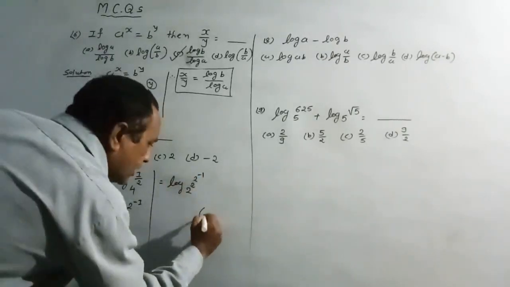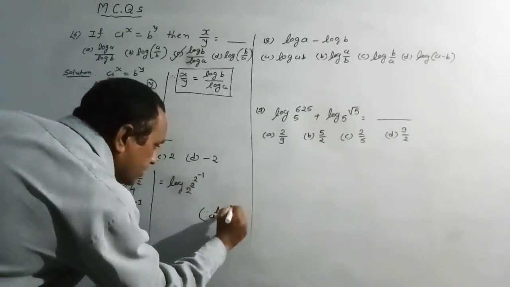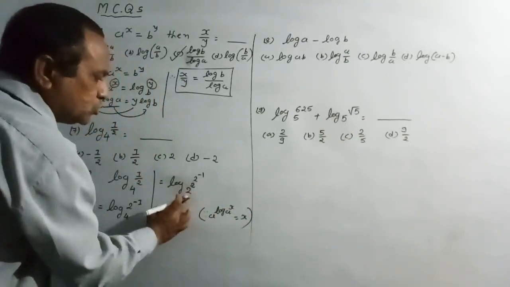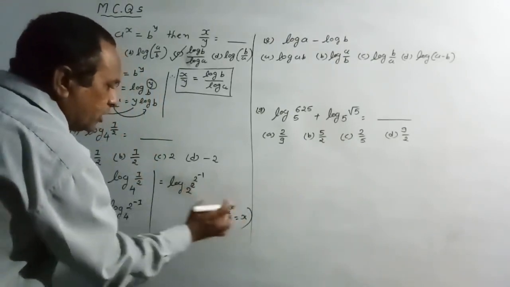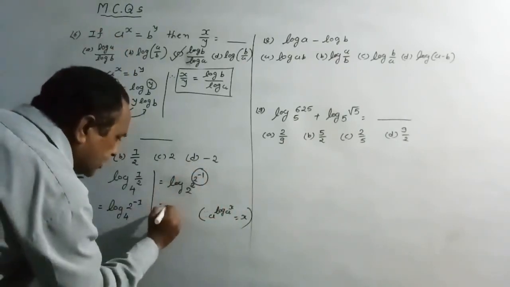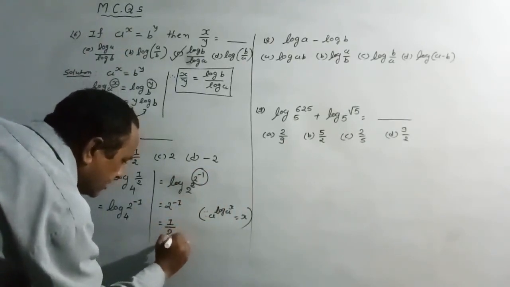Now our formula: a raised to log x base a is equal to x. Here a is equal to 2 and x is equal to 2 raised to minus 1. That is 2 raised to minus 1. So the answer is 1 by 2.